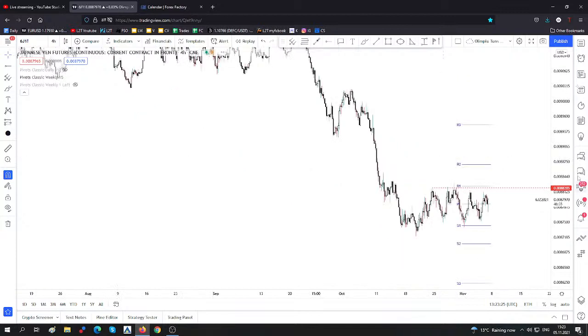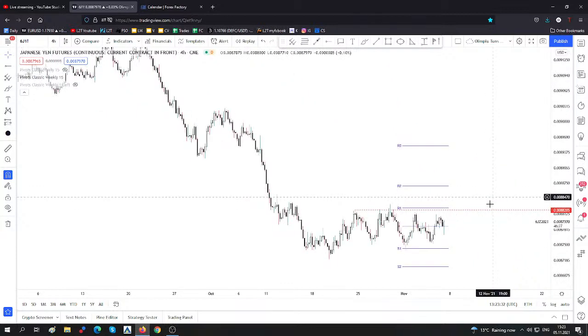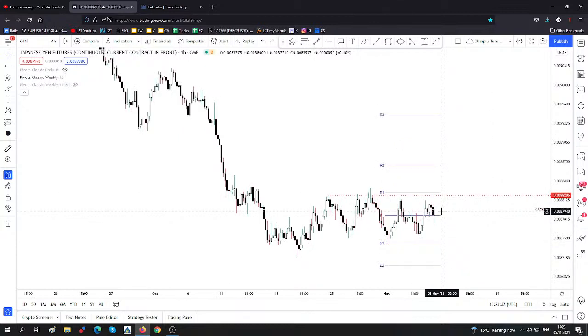Sideways movement, but here as well, maybe the Japanese yen futures will jump higher. I've told you that we have something like a resistance, 0.0088, an upside breakout. Potential growth here could signal that the yen could appreciate.